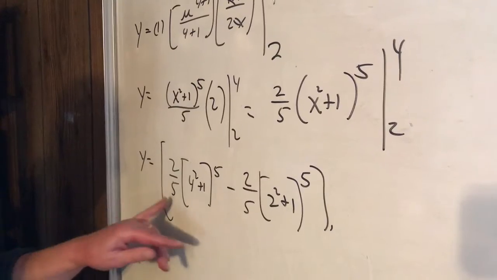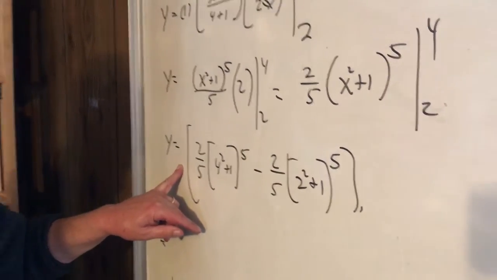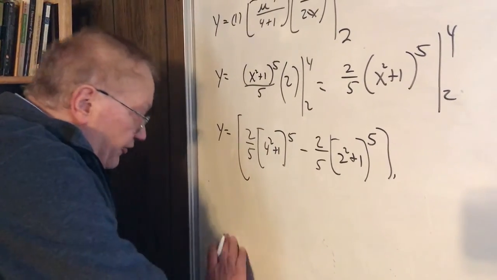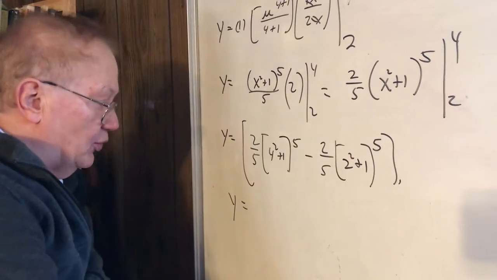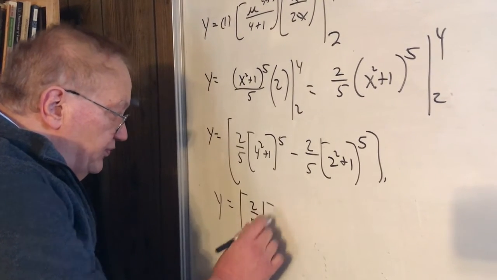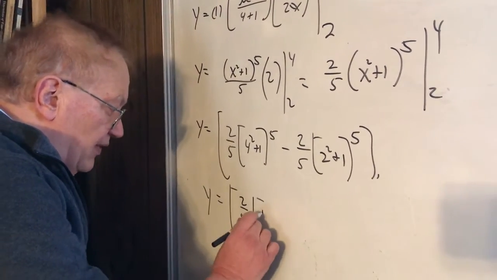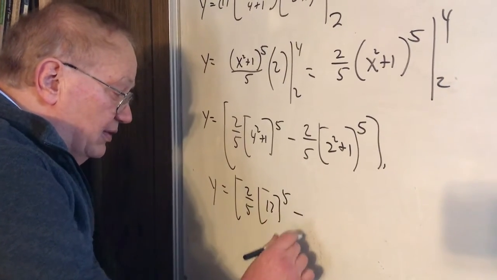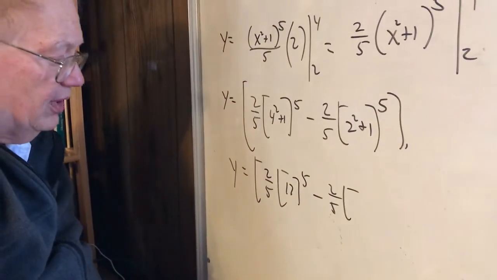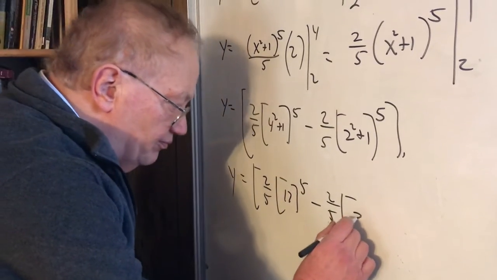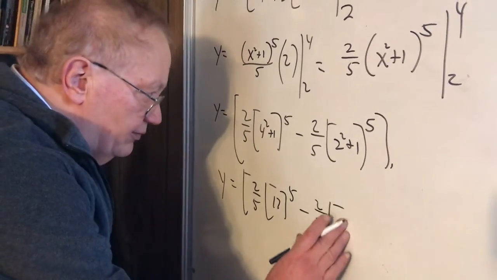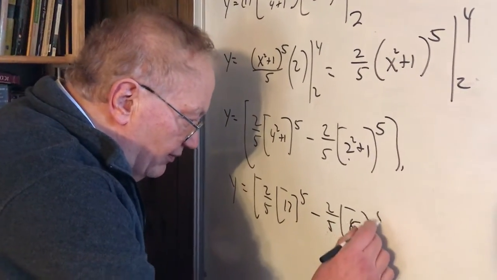Notice if you wanted to, you could take the 2/5 and factor it out here. You don't have to, you can apply it to the last thing if you want. I haven't done that, but if I was solving it by myself, I would. So this is 2/5 times 16 plus 1, that's 17 raised to the 5, minus 2/5 times 4 plus 1. That's 5, 5 raised to the 5.